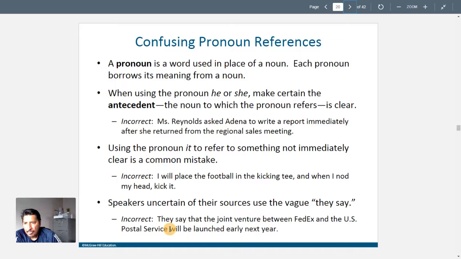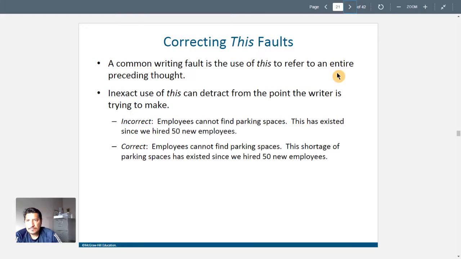Incorrect. They say that the joint venture between FedEx and the U.S. Postal Service will be launched early next year. So these are the common, confused, incorrect sentences or pronouns. Correcting this fault. Now look at that, the correct part over here, right? Incorrect was employees cannot find parking spaces. This has existed since we hired 50 new employees.